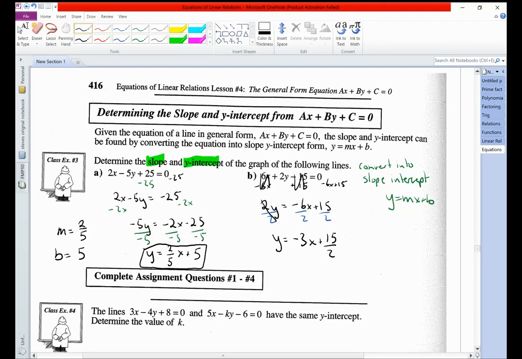We don't want to really use decimals. They're kind of a pain. We'll leave it as a fraction. So now we know that our slope is negative 3, and our y-intercept, or the b value, is 15 over 2. Not so bad.